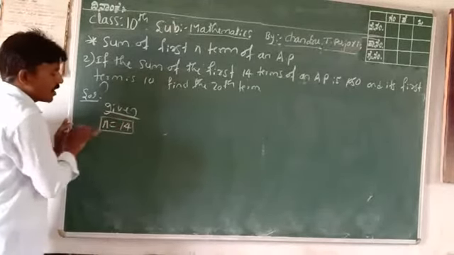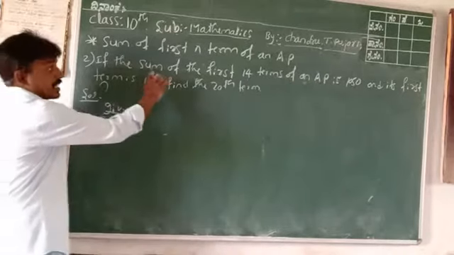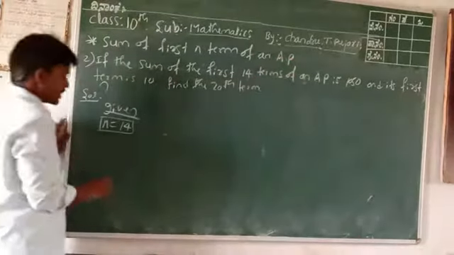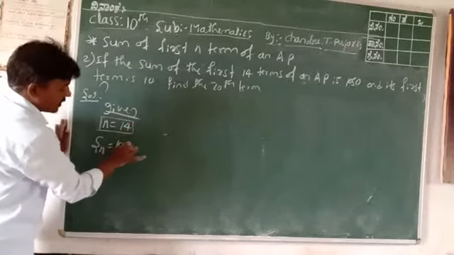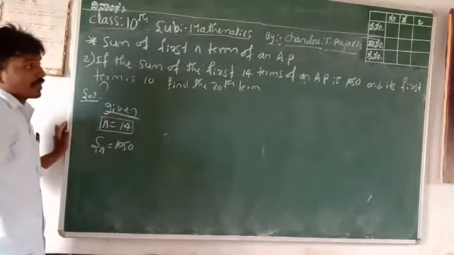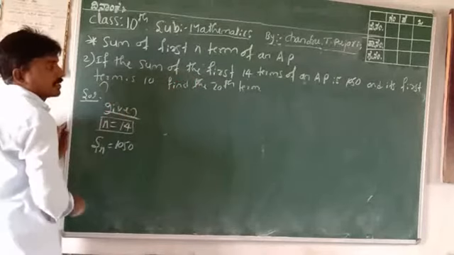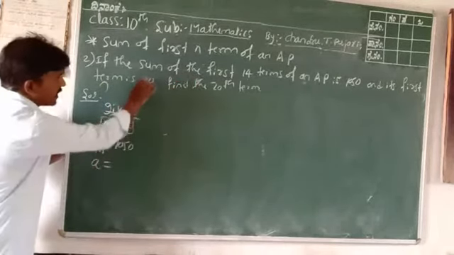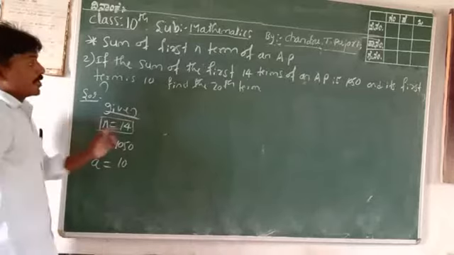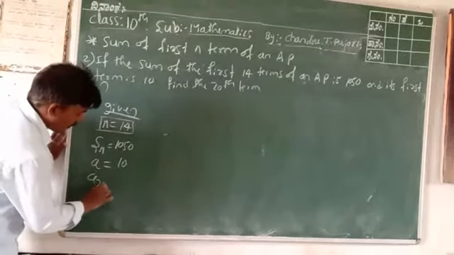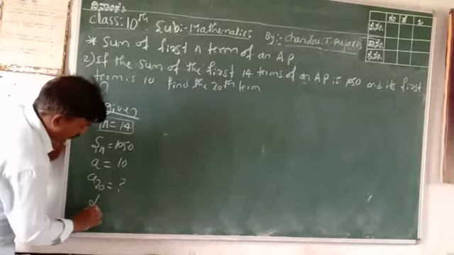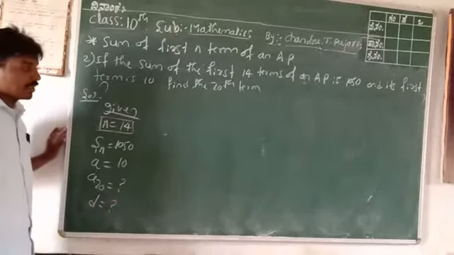N value is given. But the sum of the first 14 terms, Sn, how much is given? 1050 is given. Next, the first term is given: A is equal to 10. You can find the 20th term, A20. But the D value is not given.